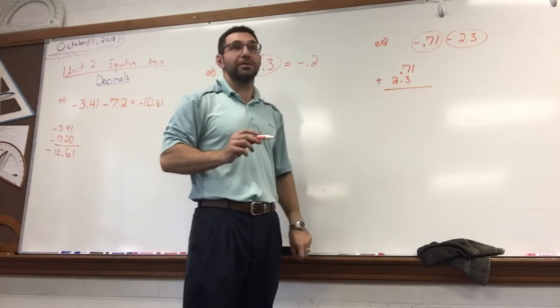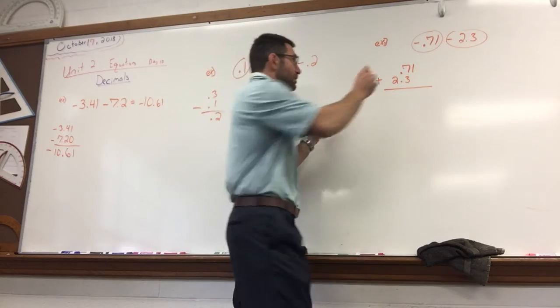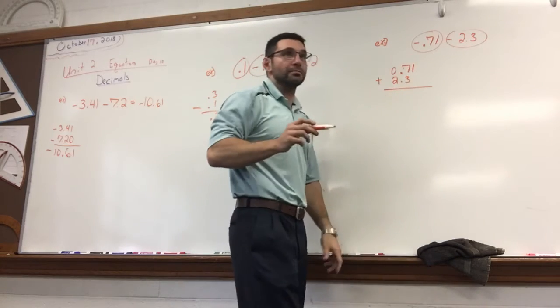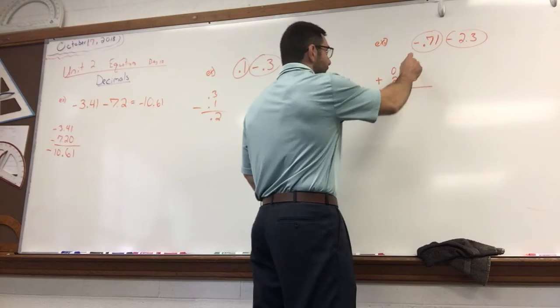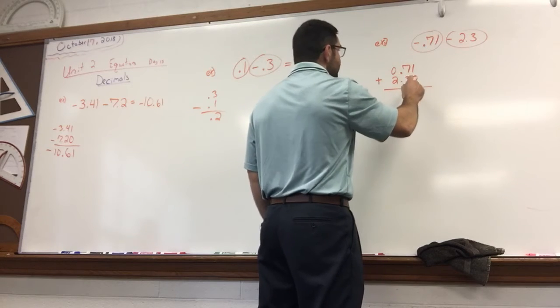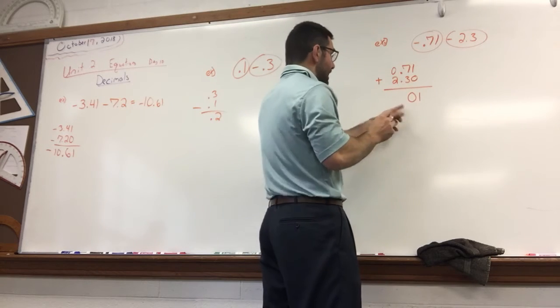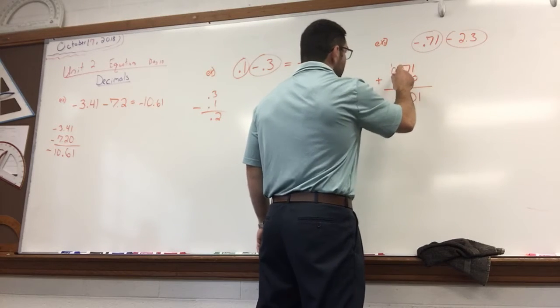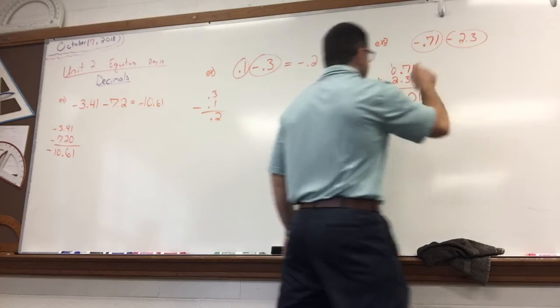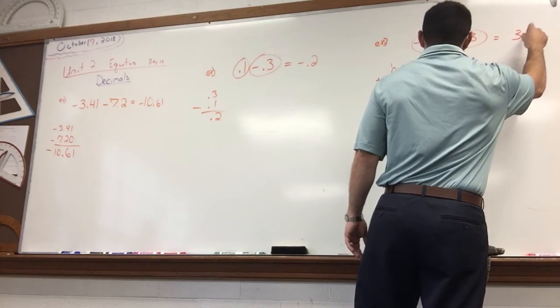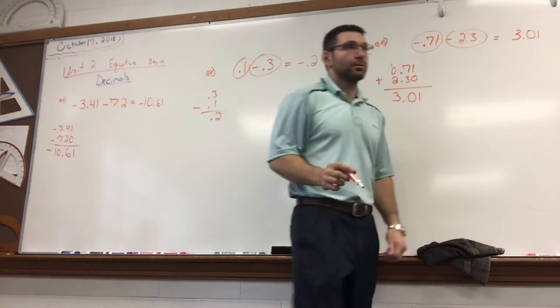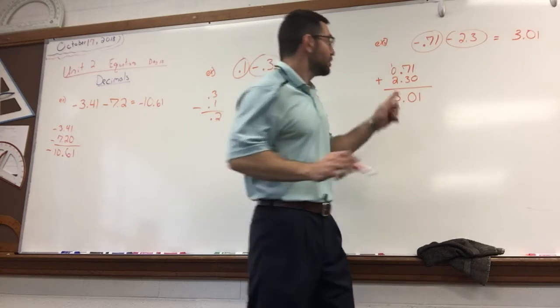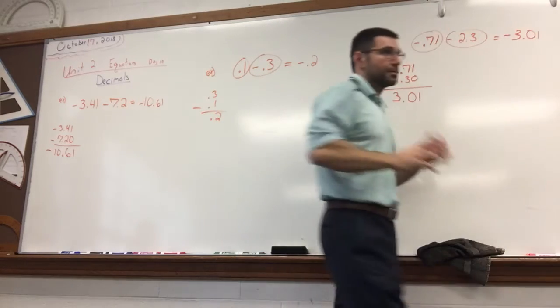So what needs to go above the 2? A 0. What needs to go under the 1? A 0. Now we can add. 1 plus 0 is 1. 7 plus 3 is 10. That stays, the 1 gets carried. The decimals come straight down. 1 plus 2 is 3. Is my answer 3 and 1/100th? No. Why not? You keep the sign, which is negative.